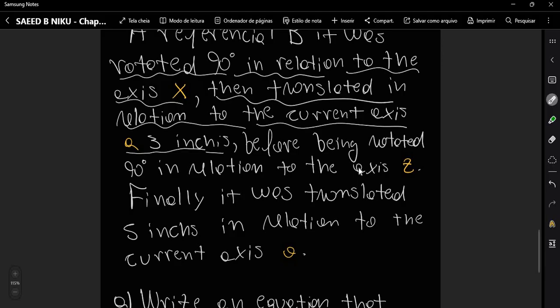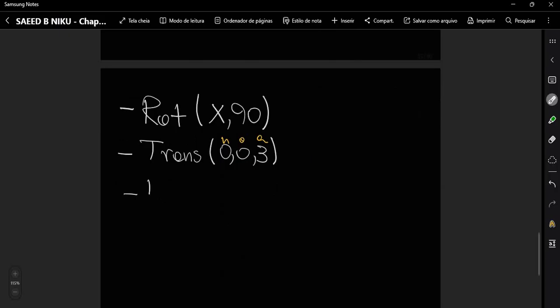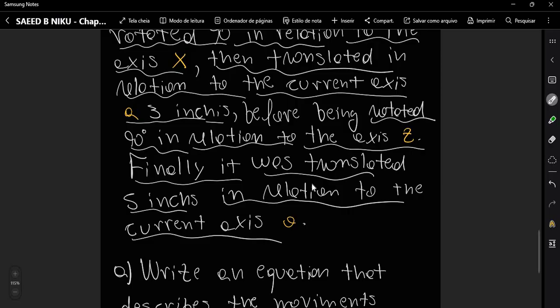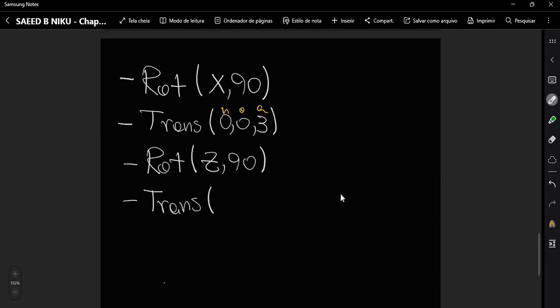We have a rotation of 90 degrees in relation to the axis Z. So we have another transformation of rotation, but now around the axis Z. And finally, we have another translation of 5 inches in relation to the current axis O. Okay?